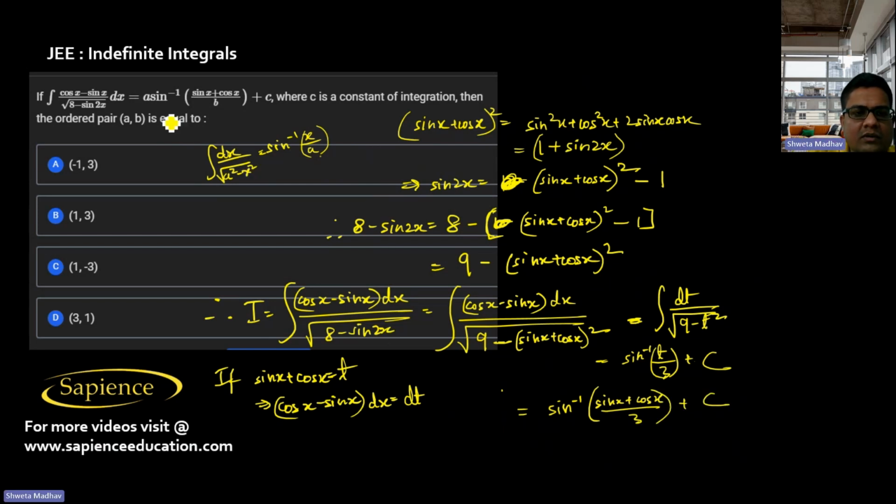So here it is written as equal to a sine inverse of (sin x plus cos x) by b plus c. Therefore here you can say a is equal to 1 and b is equal to 3. So 1 comma 3. So option B is the correct answer.